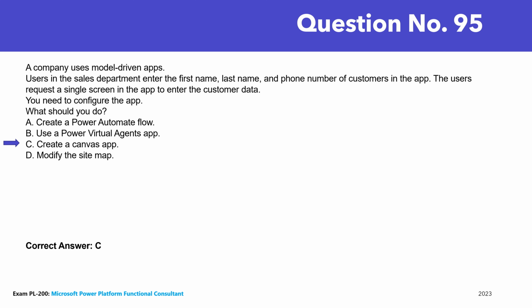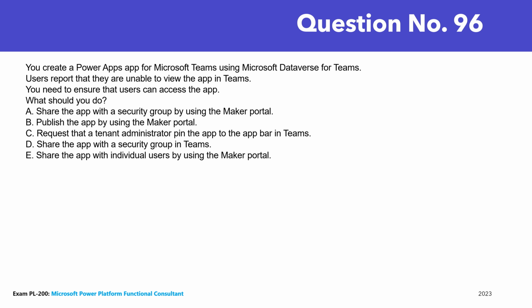You create a Power Apps app for Microsoft Teams using Microsoft Dataverse for Teams. Users report that they are unable to view the app in Teams. You need to ensure that users can access the app. What should you do? A. Share the app with a security group by using the Maker portal. B. Publish the app by using the Maker portal. C. Request that a tenant administrator pin the app to the app bar in Teams. D. Share the app with a security group in Teams. E. Share the app with individual users by using the Maker portal. Correct answer, D.